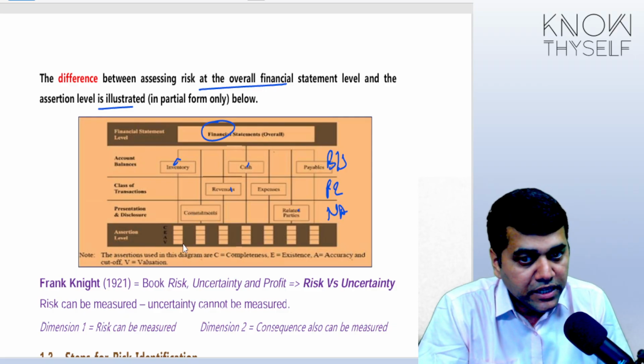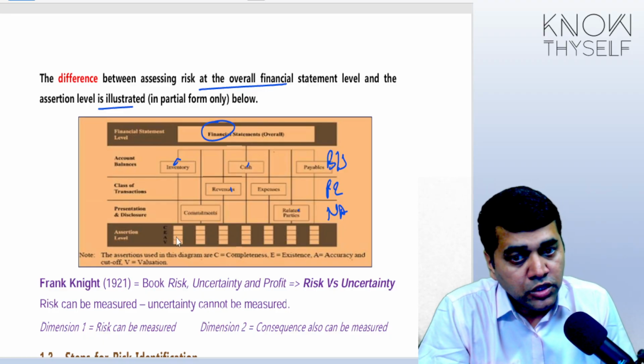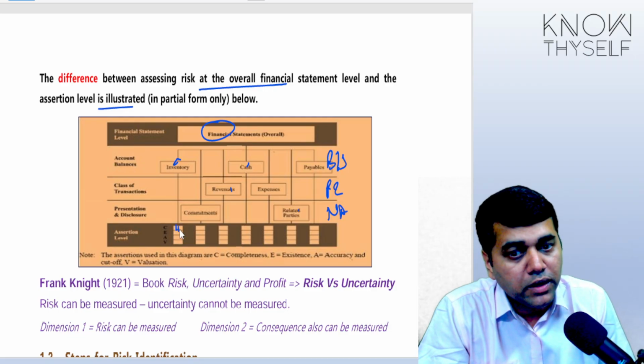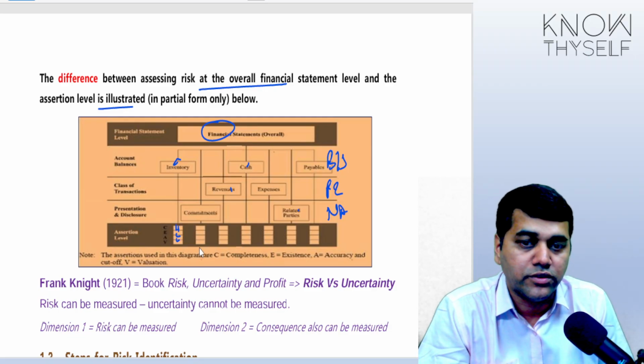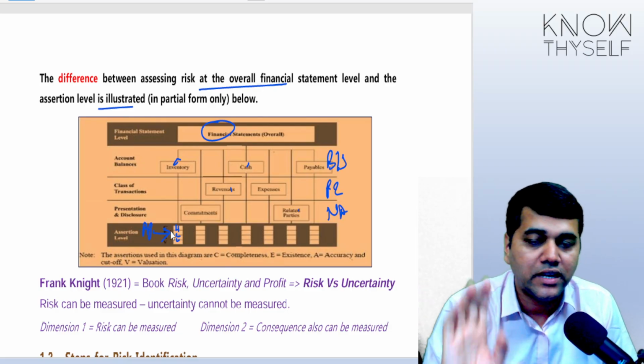Now for inventory, we have 4 assertions because it is a balance sheet item. For classes of transactions, we have 5 assertions. So for every assertion, we need to mark high risk, low risk, high risk, low risk. And then we have to design audit procedures to address that risk.